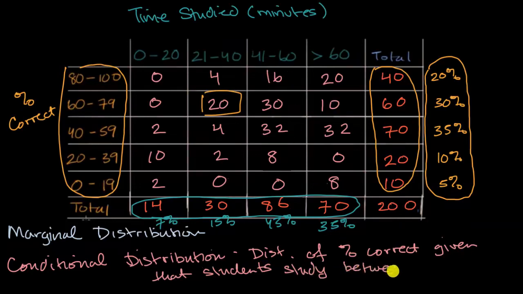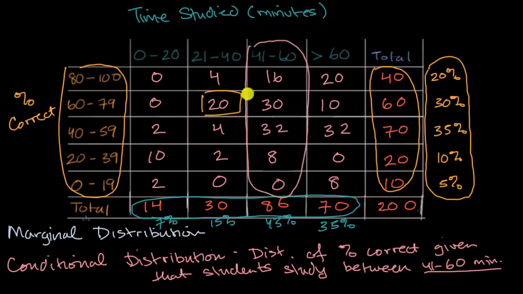Between 41 and 60 minutes. Well, to think about that, you would first look at your condition. Okay, let's look at the students who've studied between 41 and 60 minutes. And so that would be this column right over here. And then that column, the information in it, can give you your conditional distribution. Now, an important thing to realize is a marginal distribution can be represented as counts for the various buckets or percentages, while the standard practice for conditional distribution is to think in terms of percentages.